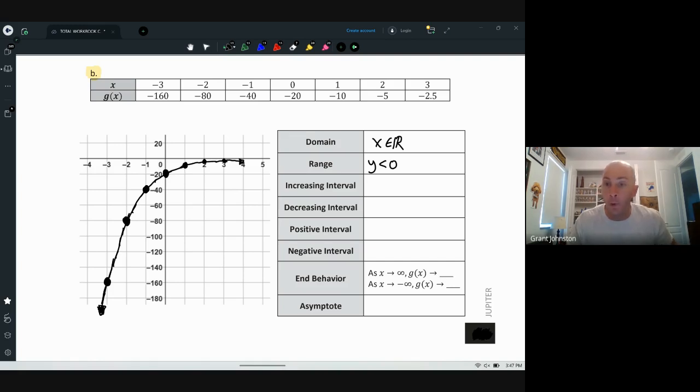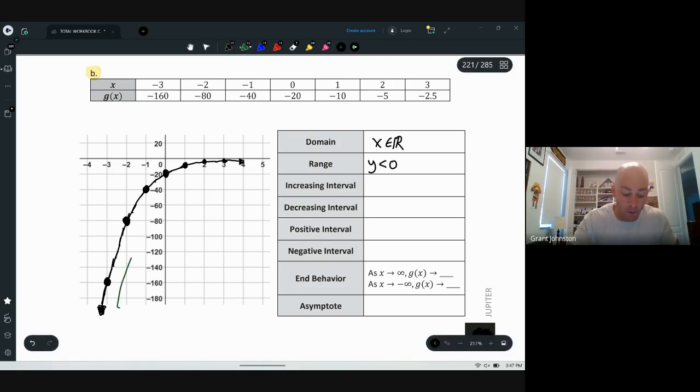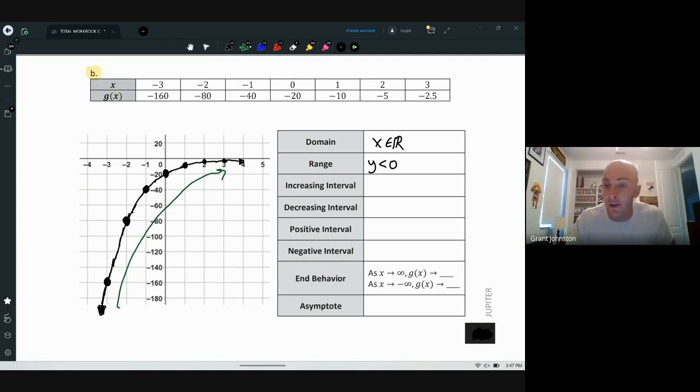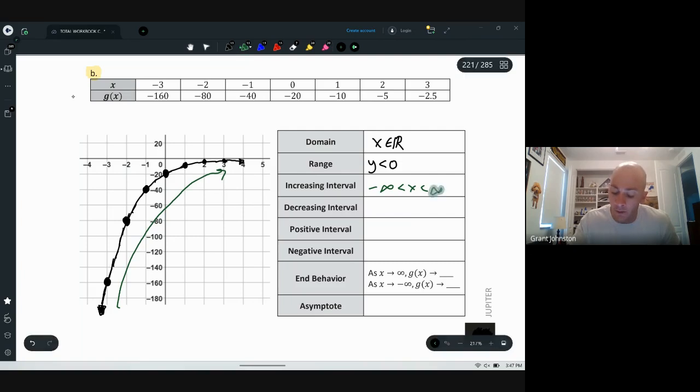The increasing interval, remember we read it left to right, it's actually increasing the entire time. It's going up, albeit very slowly when we get to this 3 and 4 and stuff. So you could say all real numbers, but I'm going to write it in interval form from -infinity to +infinity. It's increasing. It's never decreasing when we read it left to right. So the decreasing interval, I'm going to say, is none.